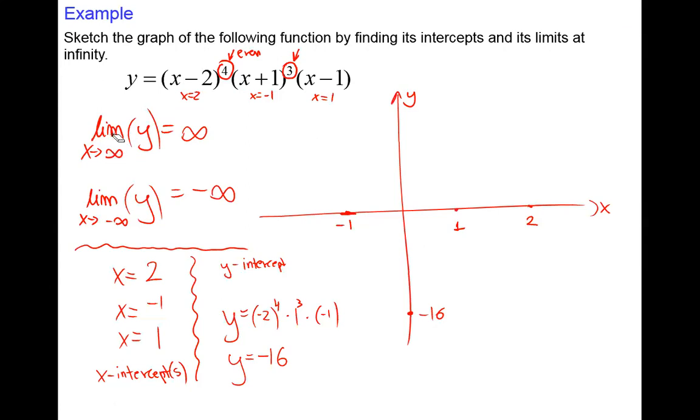Look at the infinities. At infinity, the function is infinity. That means the function will go up. And at negative infinity, the function will go, oh, actually, is this negative infinity?